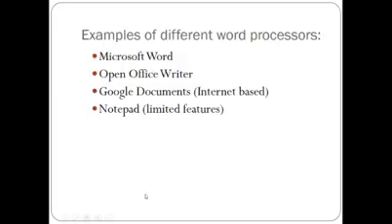Next, what are the different examples of word processors which can be used? The first and most commonly used word processor is Microsoft Word. Next is OpenOffice Writer. OpenOffice Writer is basically for Linux users, but otherwise Windows users can also use it. It is free of cost.